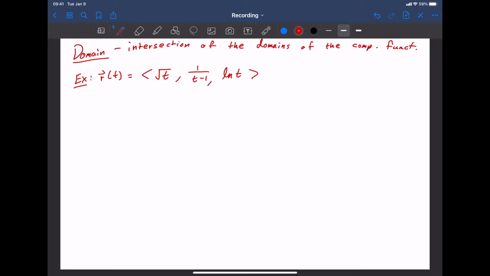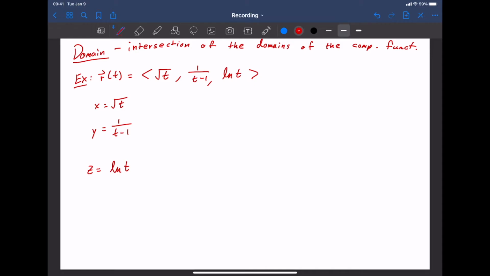So for this case, we have 3 component functions. And it's very useful when we're studying this to be able to understand that the x positions are given by root t, the y coordinates are given by 1 over t minus 1, and the z coordinates are given by natural log t. And so I'm saying that each of these has its own natural domain. Sometimes you'll be given the domain explicitly, but when you're not, you have to understand what domains we're finding.